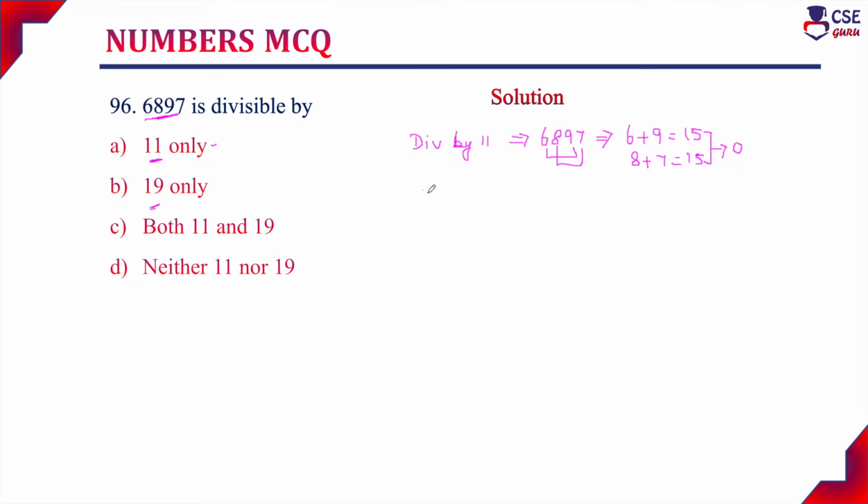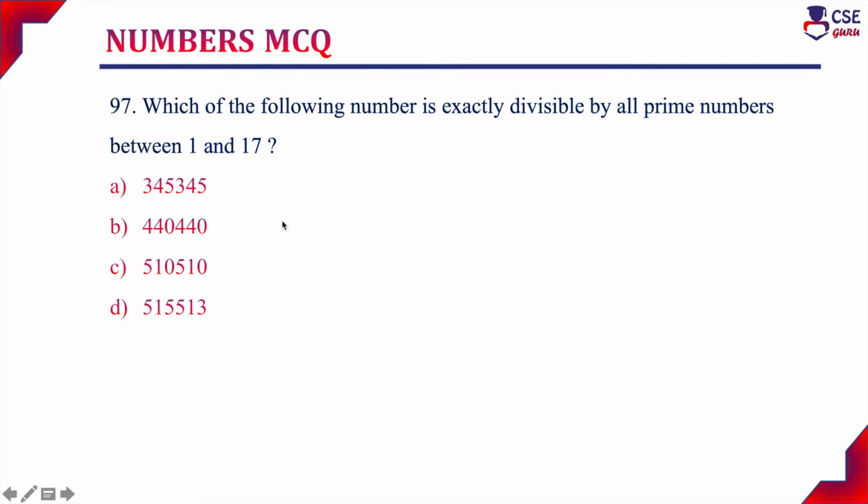Next, we need to check divisibility by 19. So there is no specific rule for divisibility by 19. We need to check directly only. So 6897 divided by 19, we will get 363. Yes, it is divisible by 19. So the answer is option C. 6897 is divisible by both 11 and 19.